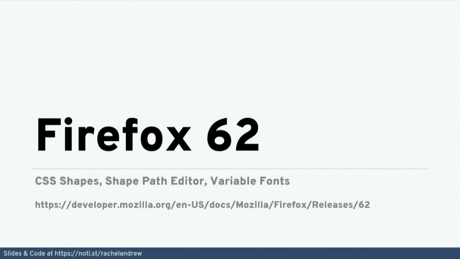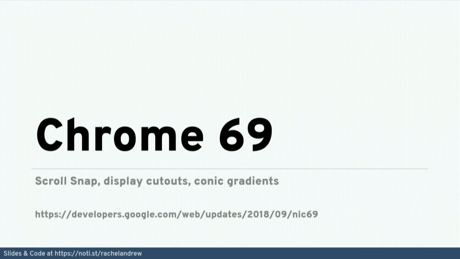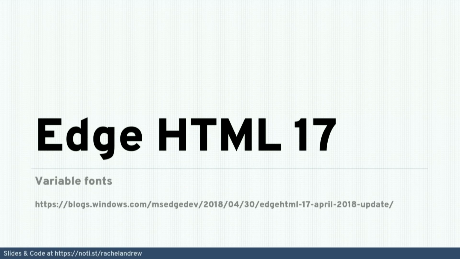Because when we look at browsers now, look at what's going in. These are the last releases of a few browsers. Firefox 62: CSS shapes in the shape path editor, variable fonts. Chrome 69: scroll snapping, display cutouts for your notches, conic gradients. Edge had variable fonts. Every time a browser release ships, there is a whole bunch of new stuff, isn't it?